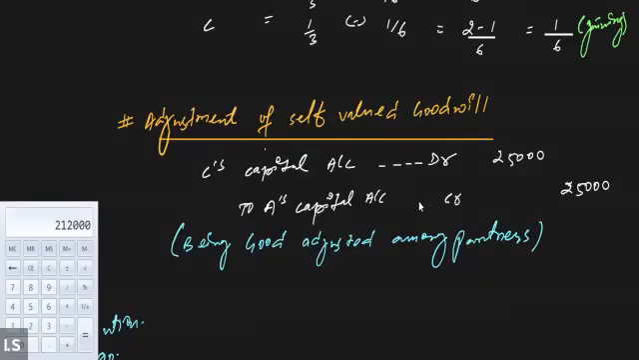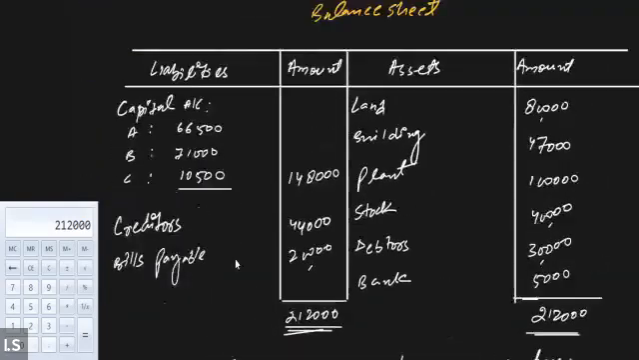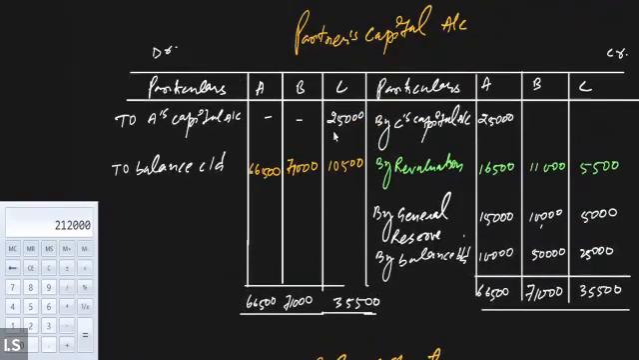Yes. Okay. Now see, since the capital account is being debited and credited in this journal entry, we need to carry these values to the partner's capital account. We need to show these values in the partner's capital account as well, right? So we'll go to the partner's capital account. Pay attention, try to understand. See, C's capital account is debited by 25,000. So we'll go to the partner's capital account on the debit side, in the column of C, and write down 25,000.